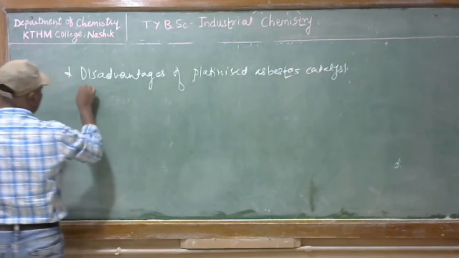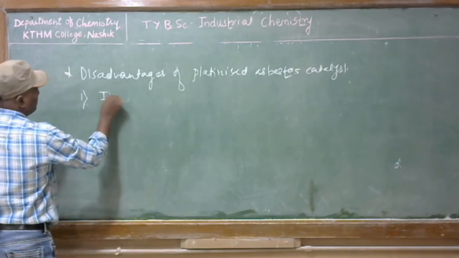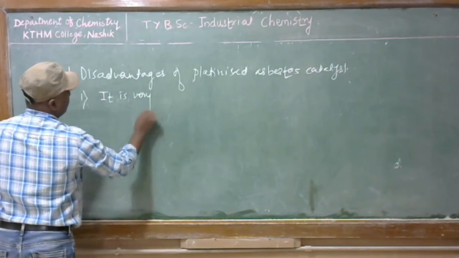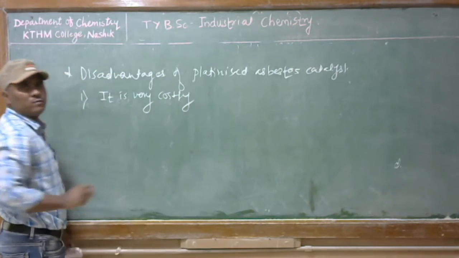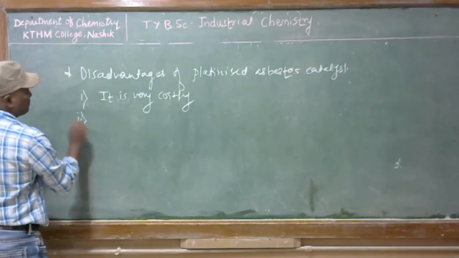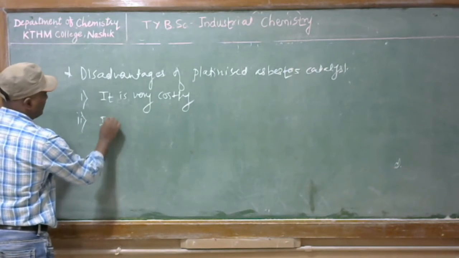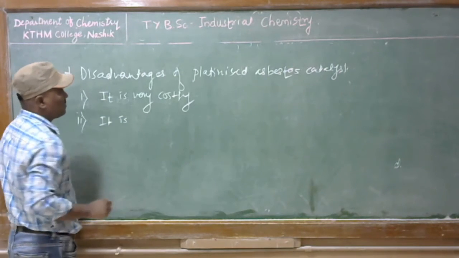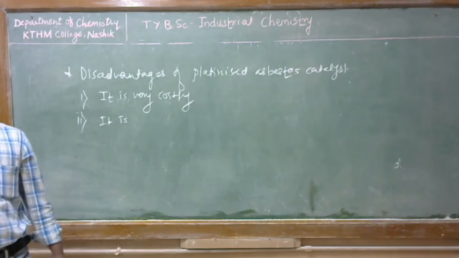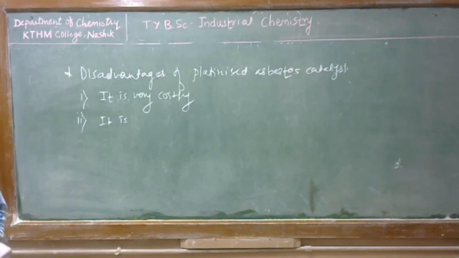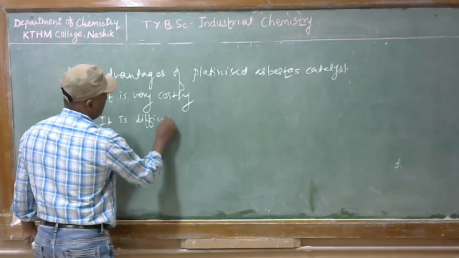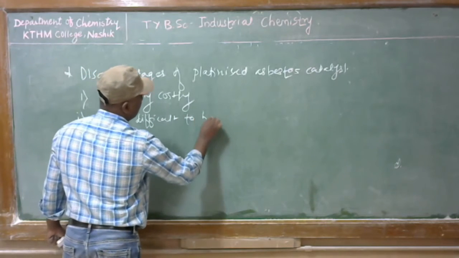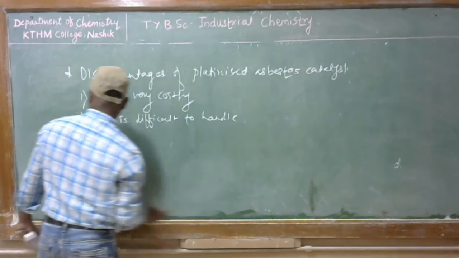First, it is very costly. It is difficult to handle. Platinized asbestos is costly and it is difficult to handle.